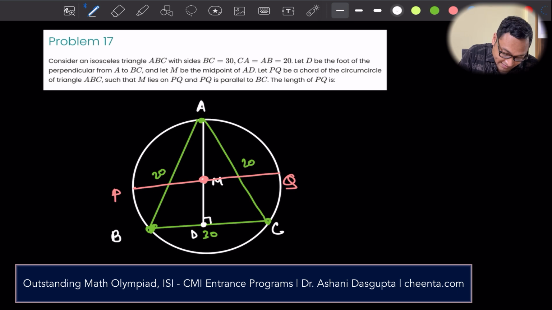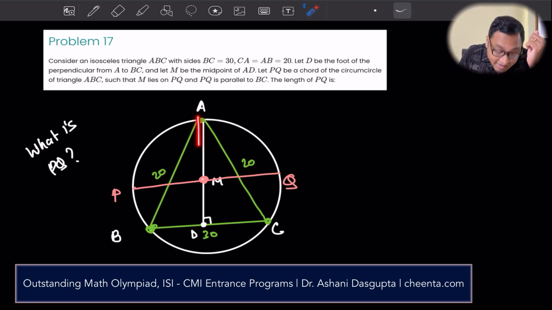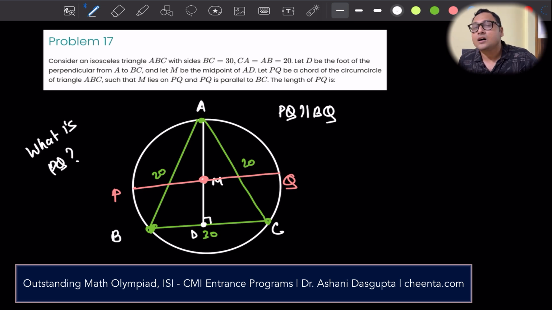So what do we know about PQ? We know that it passes through the midpoint of the perpendicular, which is also the median of this isosceles triangle, and P and Q are on the circumference. So it's a chord. And we also know the dimensions: this is 20, this is 20, this is 30. So how are we going to do it? The first thing, we also know that PQ is parallel to BC. It's a very important piece of information. So how do we go about it?